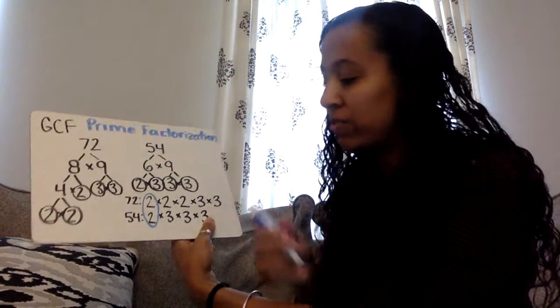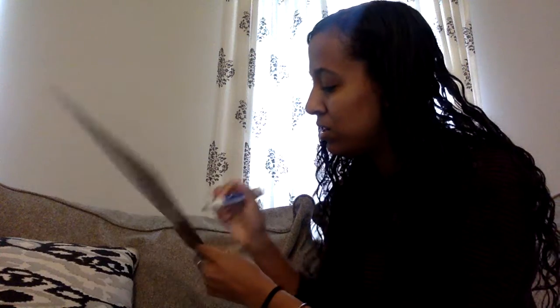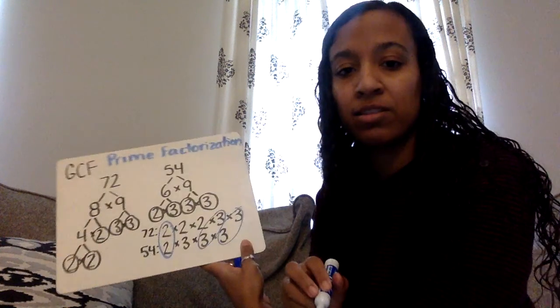Here's where we find the greatest common factor. I'm going to find all of the prime factors that are in common, and I'm circling them together. So they each have a 2, a 3, and another 3.